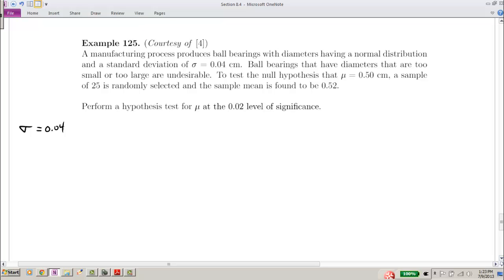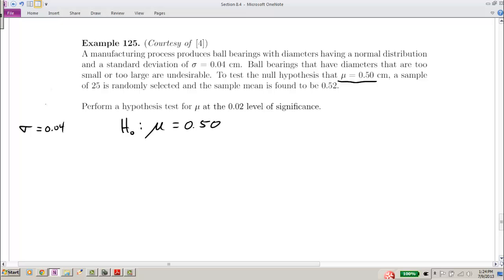Ball bearings that have diameters that are too large or too small are undesirable. So we don't want to be off too much in any direction, and that's what makes it two-tailed. So we're going to test the null hypothesis that mu is equal to 0.50 centimeters. And now there's no inequality that follows the null hypothesis this time because we could have error in both directions.